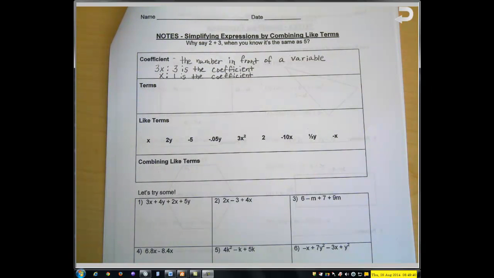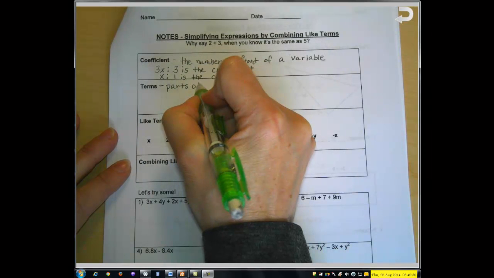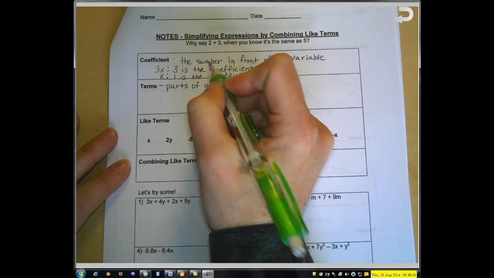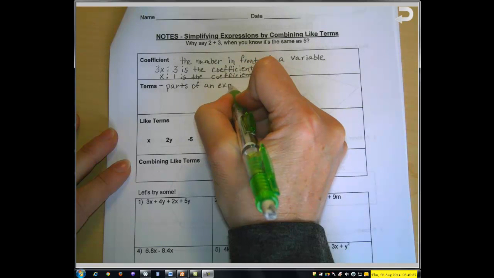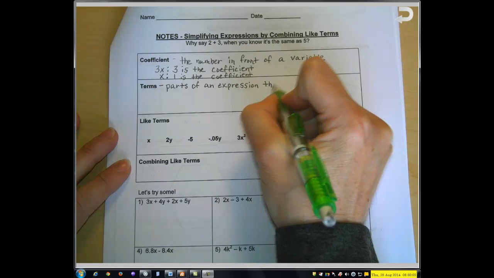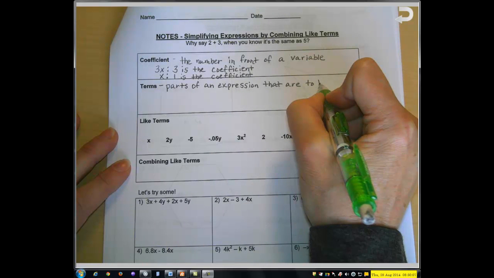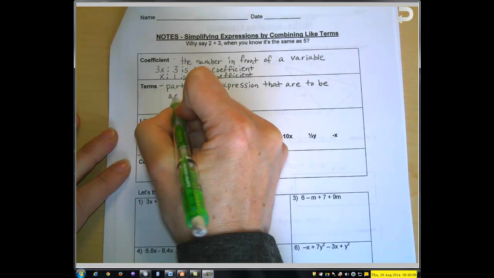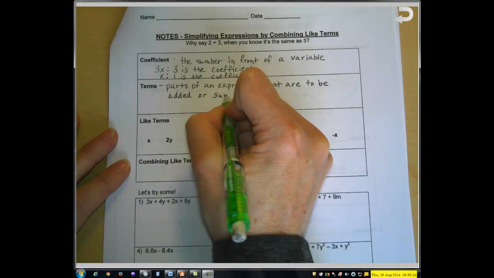Then we have terms. Terms are parts of an expression that are to be added or subtracted. So terms are always joined by a plus or minus sign.